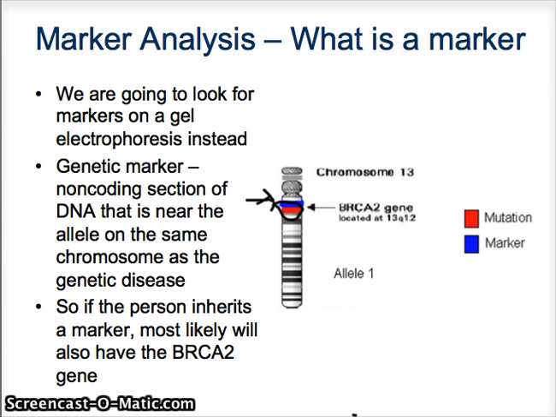So we're going to actually look for this marker. And if they have the marker, we're going to say that they also have the BRCA2 mutation. And we're going to use gel electrophoresis to find out if they have this marker, because once we look at what the marker actually is, you'll see why gel electrophoresis is pretty easy to use to find that marker.